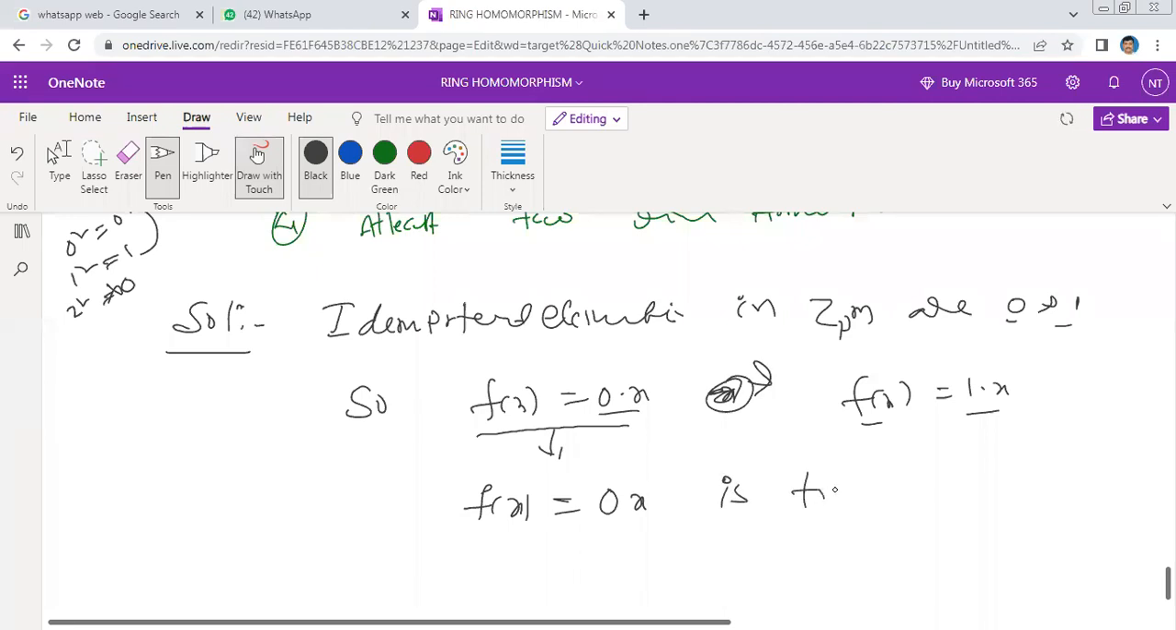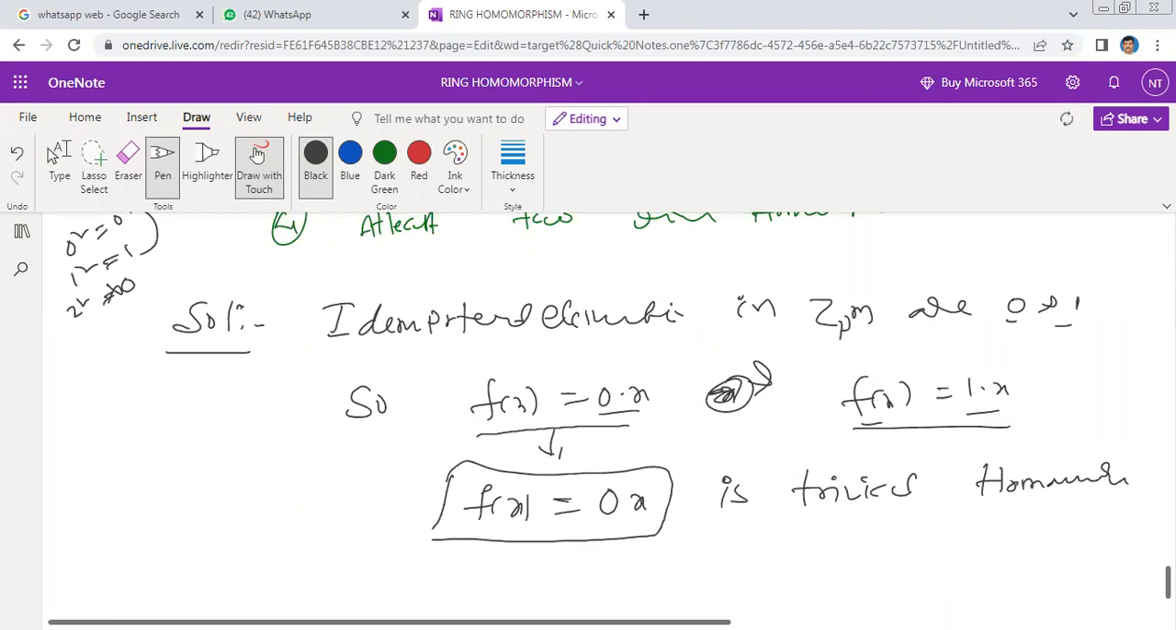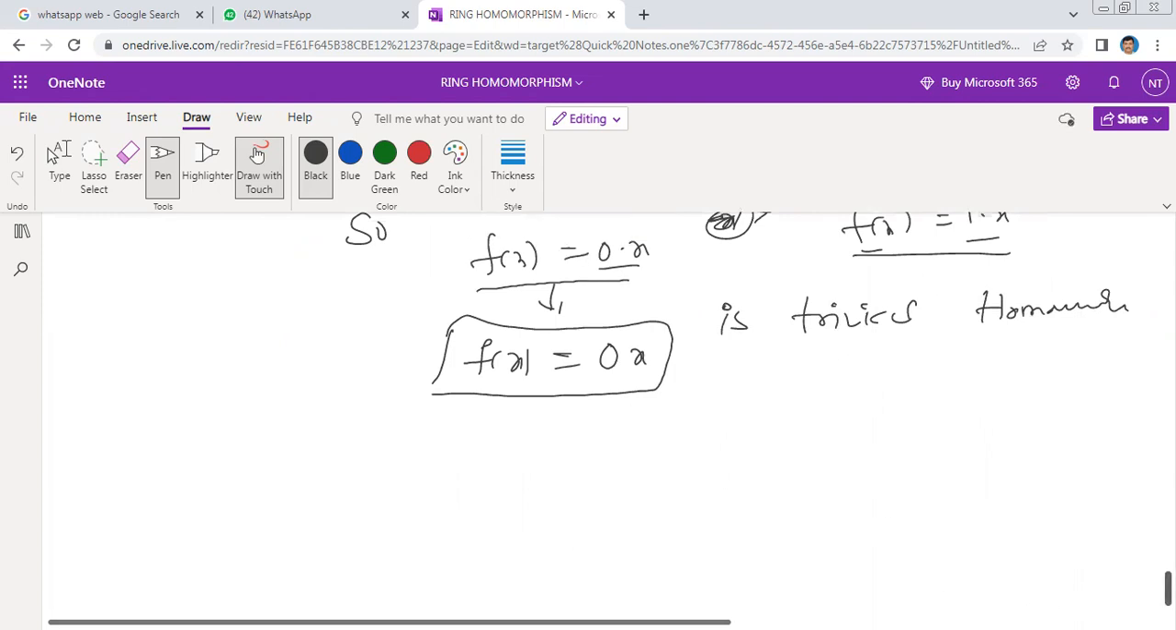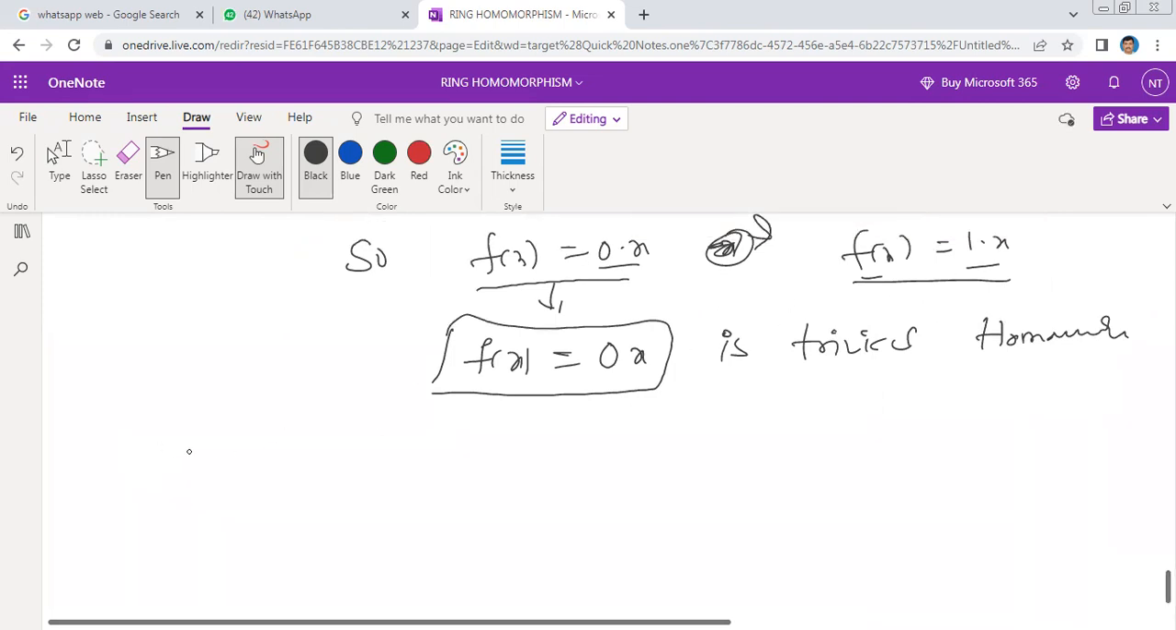F of x equals 0x is the trivial homomorphism. You can check it; f of x equals 0x is always a trivial homomorphism. Now I want to check f of x equals 1x, whether it is a homomorphism. What is the order of 1? Order of 1 is equal to 4, sir.